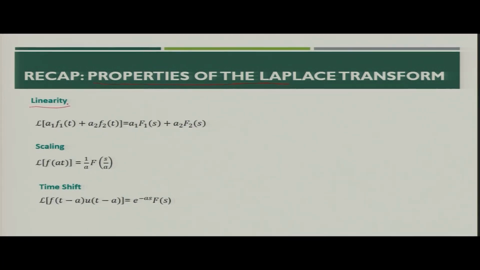First we discussed about linearity, where if the function is like a1 f1 t plus a2 f2 t, the Laplace transform of this would be a1 F1 s plus a2 F2 s. Scaling property, if the function is f of a t, the Laplace transform of that function would be 1 upon a F s by a. So, simply you will replace s by s by a.